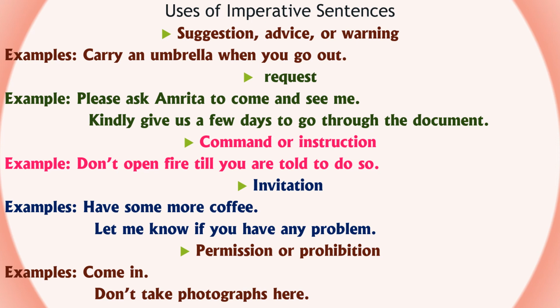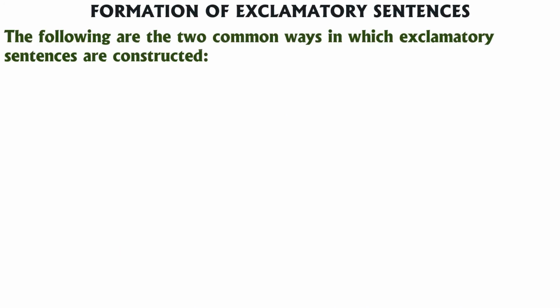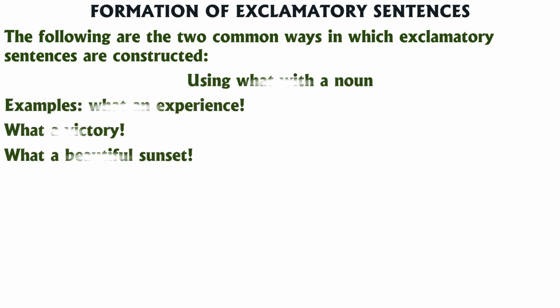The next one, formation of exclamatory sentence. Imperative பார்த்துட்டோம், exclamatory பார்க்கணும் இல்லையா? The following are two common ways in which exclamatory sentences are constructed. Using what with a noun. What என்பது noun கூட use பண்ணும்போது that is called exclamation. What an experience, what a victory, what a beautiful sunset. So these are called using what with a noun, right?